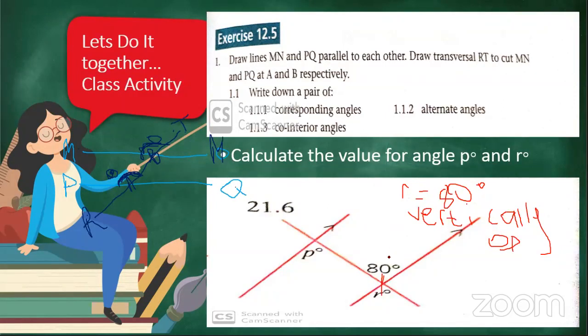So I'm saying that you can see this 80 degrees right here. It's corresponding to an angle right here. They are corresponding angles because this one is our exterior and this one is our interior, and corresponding angles are one interior and one exterior, and they are equal. You remember that the only angles that are not equal are co-interior angles, while corresponding angles and alternate angles are equal. So this angle represents 80 degrees, and this 80 degrees is vertically opposite to P.